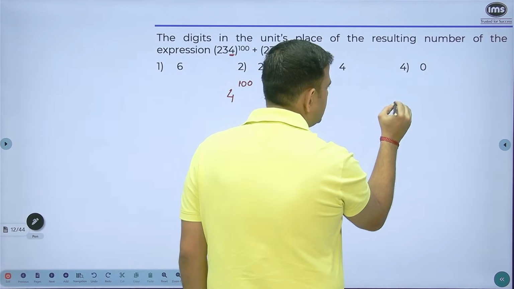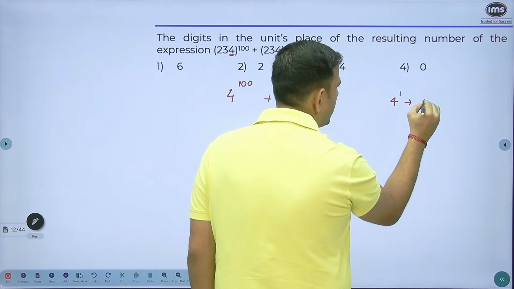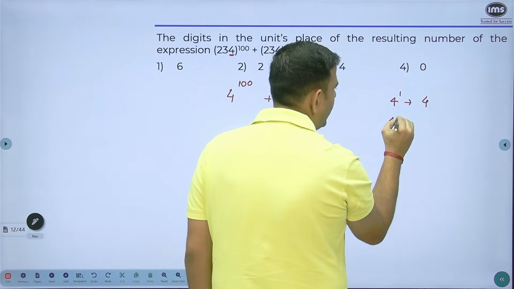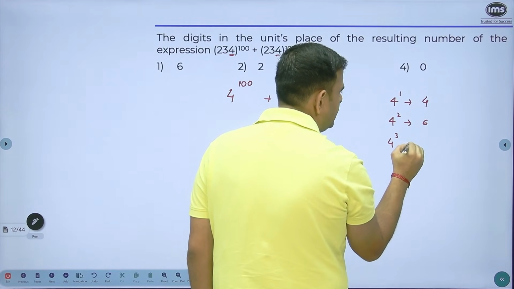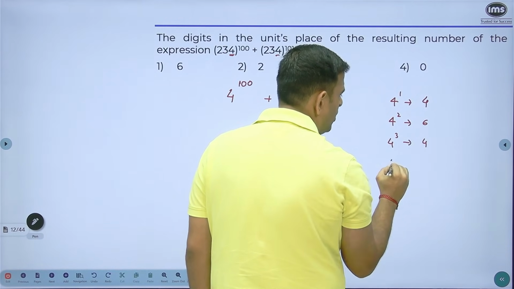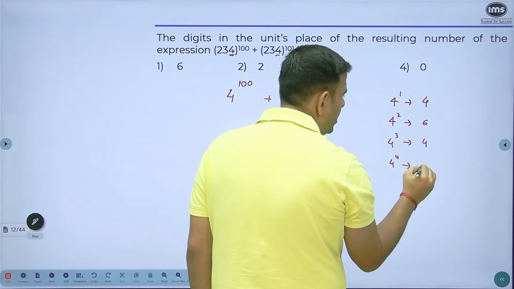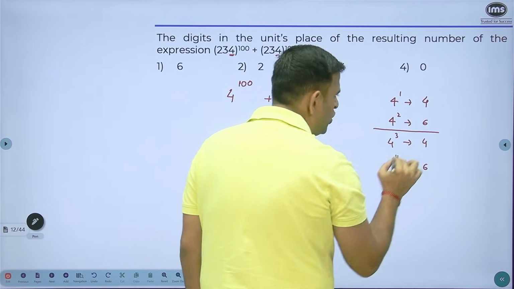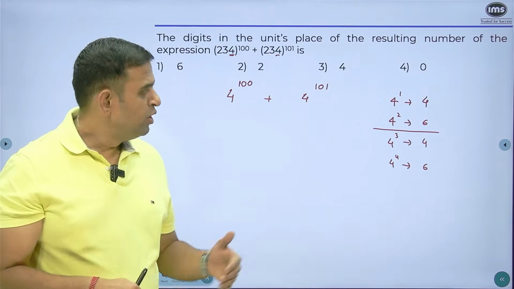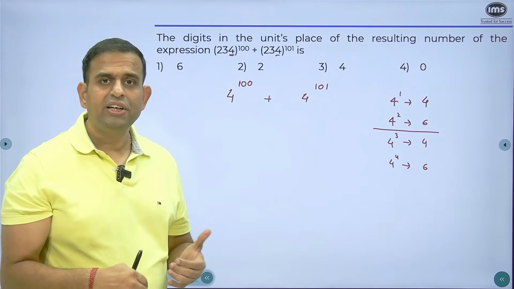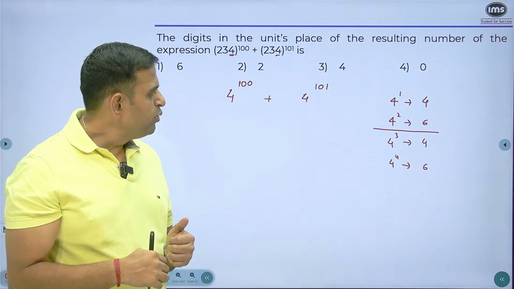What we see is 4 raised to 1 will give you 4. 4 square will give you a 6 in the end. 4 cube is 64, again gives you 4. 4 raised to 4 will again give you a 6 in the end. So what do we see? We can see a pattern repeating at a cycle of 2. So we can see 4, 6, 4, 6 and so on. And what do you notice now?